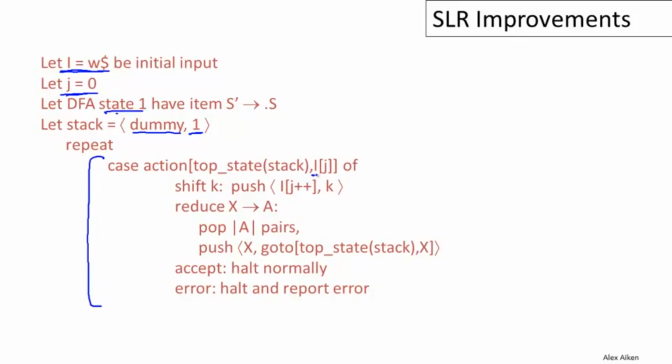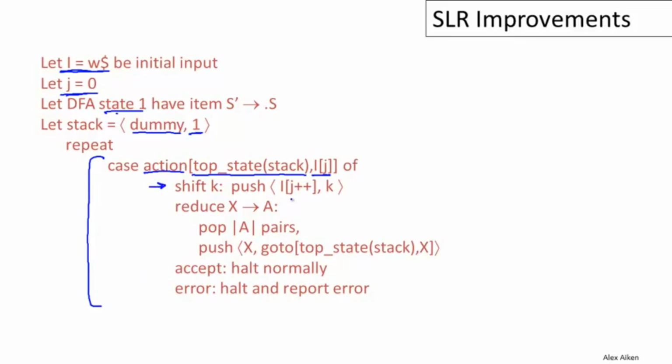Well, we're going to look at the next input symbol, and we're going to look at the final state of the automaton on the stack contents, and that's always the state of the pair that's on the top of the stack. And we're going to look those two things up in the action table, and that's going to tell us what kind of move to make. So let's just go through the moves in order. Let's consider the shift move first.